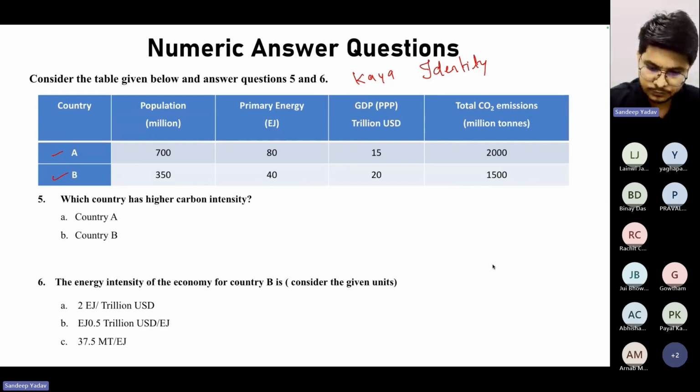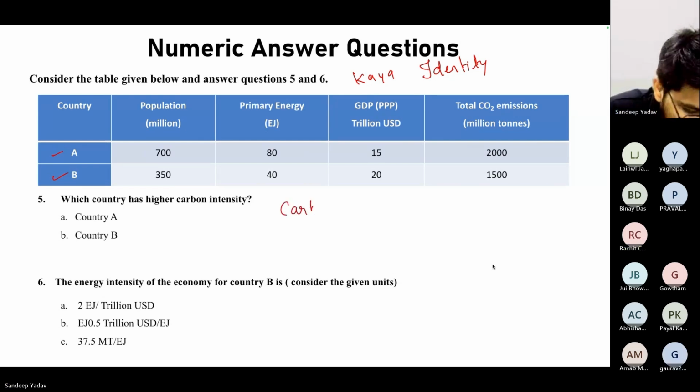Can any one of you answer? B. How did you calculate it? The answer is right. So that's primary energy divided by GDP.